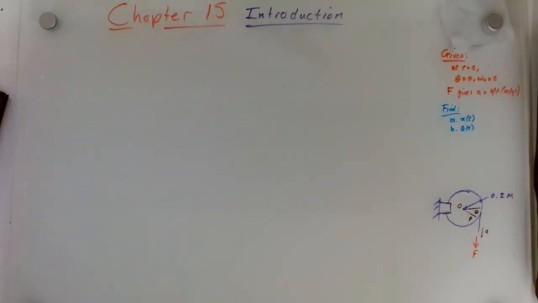Hey, welcome back, folks. We are into chapter 15. We are looking at rigid body motion. So let's get to it. We have an example here, but before we get to the example, we're going to need to talk a bit about what this is all about.